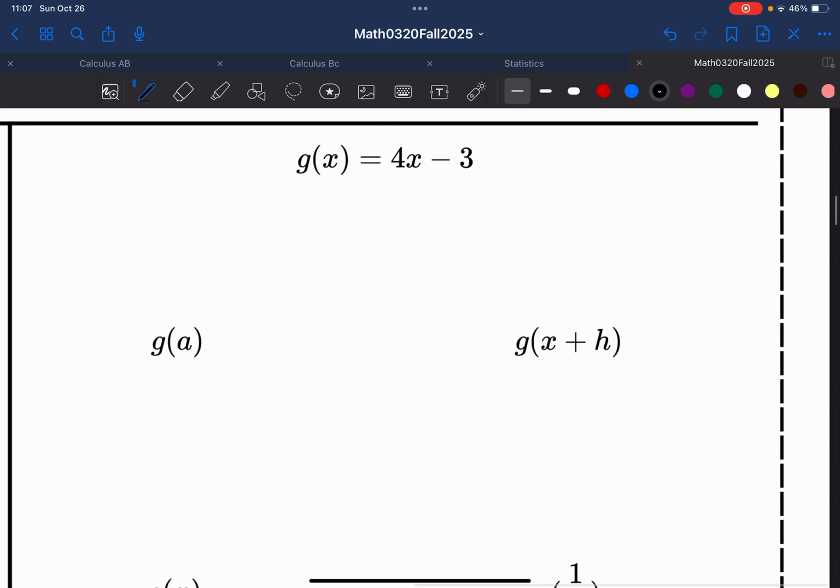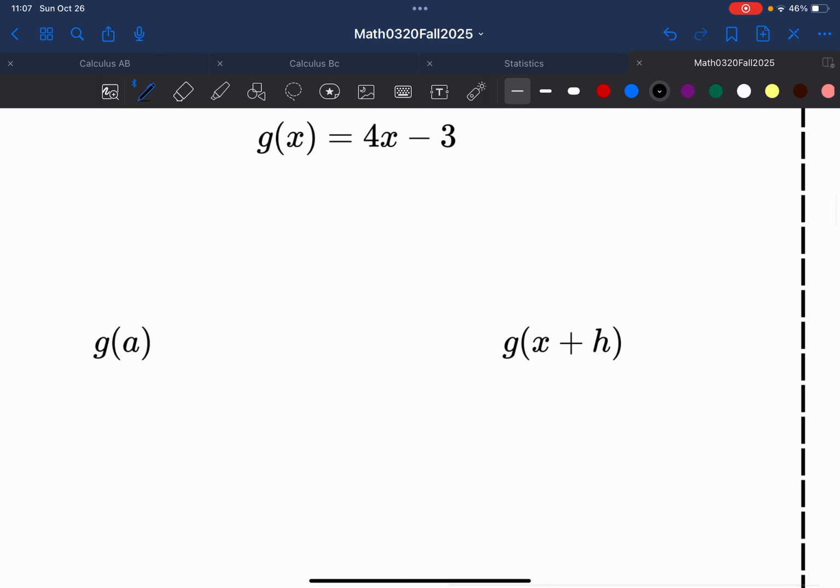Same concept for this one, but notice that now I'm not only plugging in numbers, I have a lot more variables that I could be plugging in. So for g of a, anywhere I see an x, I'm going to put an a. So that means this is equal to 4 times a minus 3. There's no way I'm able to simplify that, so that's just going to be my answer.